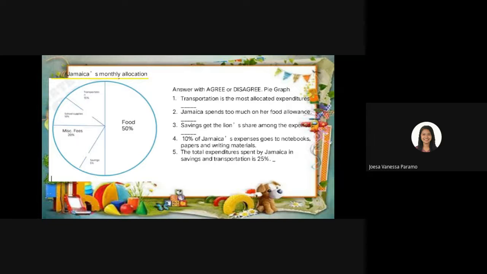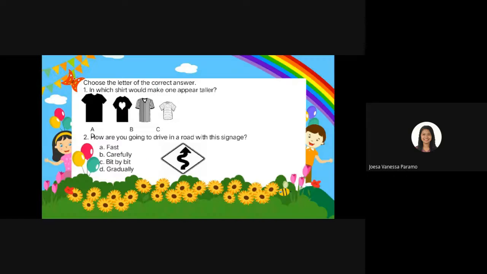Okay, for your activity, get a 1/4 sheet of paper and answer the following questions. Here's the activity. Number one, in which shirt would make one appear taller? Letter A, letter B, letter C, or letter D? Okay, letter A.